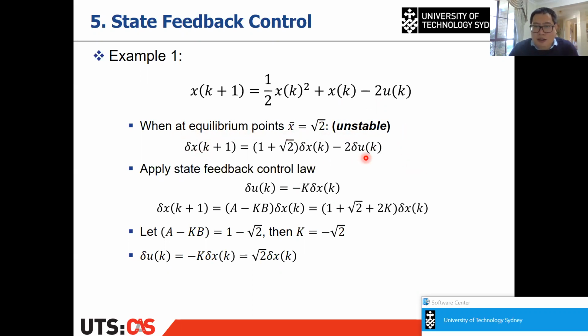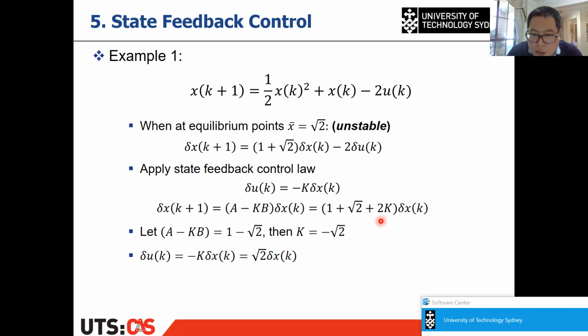We have this linearized system. Then we want to choose the state feedback control. That is exactly the same, right? So delta u is equal to minus k delta x. And we put it back into here, then we have a minus bk delta x. We have delta x k plus 1 is equal to a minus bk delta x. And it's equal to this.